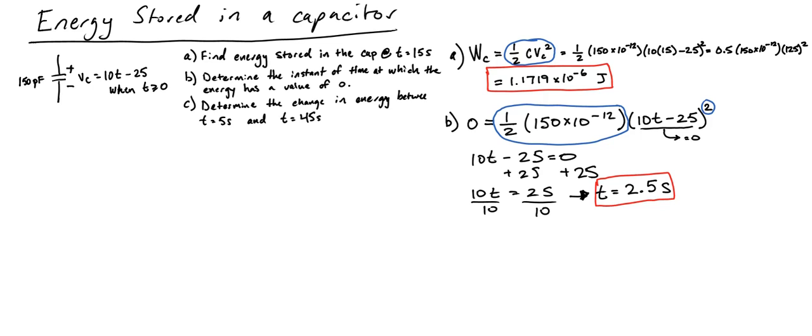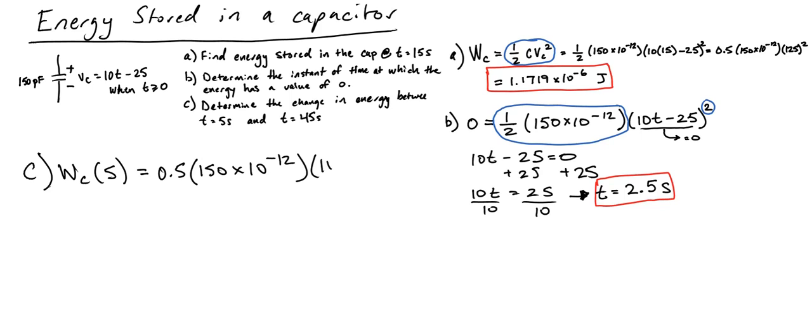Okay, now we got B up there. Let's finally get to C. And for this one, we just need to solve for the energy at each point in time and then take the difference, because we're looking for the delta between the two. So we will have W_C at time T of 5, because we're looking at T equals 5 seconds. So that's going to be 0.5, the 1/2 C, which is 150 times 10 to the minus 12. And then V squared, which is going to be 10 times 5, because our T is 5, minus 25 squared.